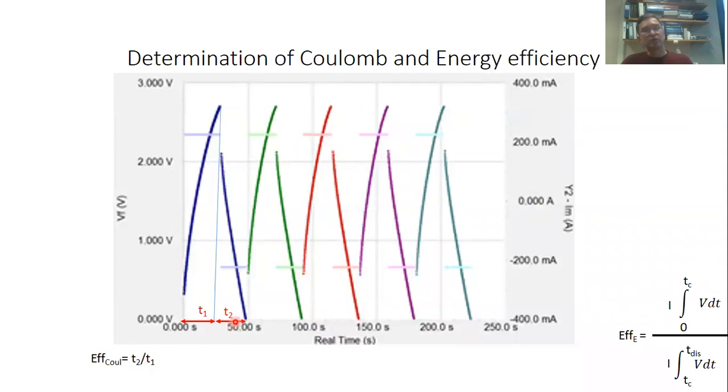The time of discharge is always equal or smaller than the time of charging, just because we cannot achieve a Coulomb efficiency of higher than 100%.